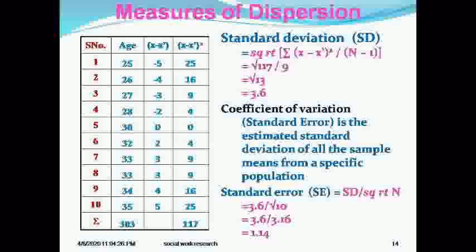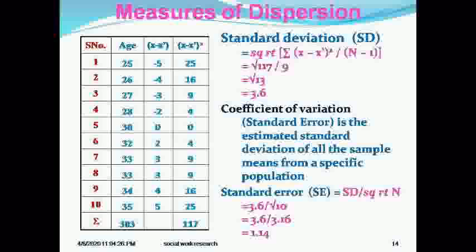Now in the formula, so it is square root of 117 divided by 9, that is 13, and square root of 13 is 3.6, and 3.6 is the standard deviation. What does it mean? Standard deviation means the standardized distance of all the observations from the mean, or we can say the average distance of all the observations from the mean.